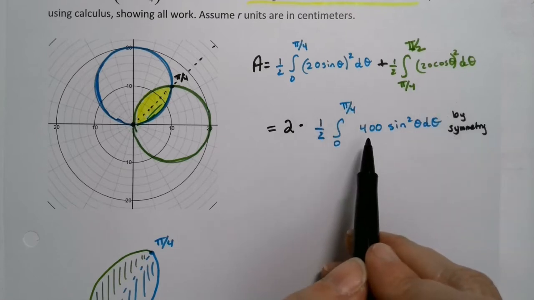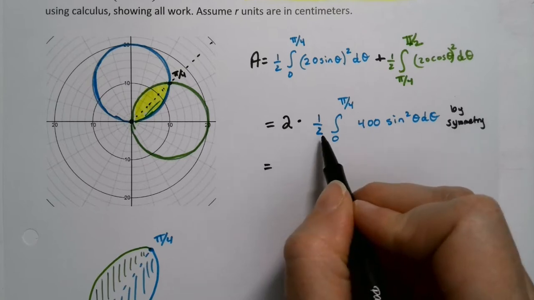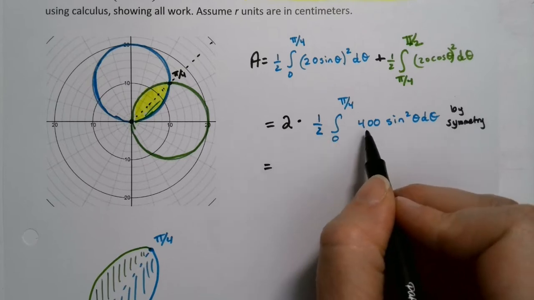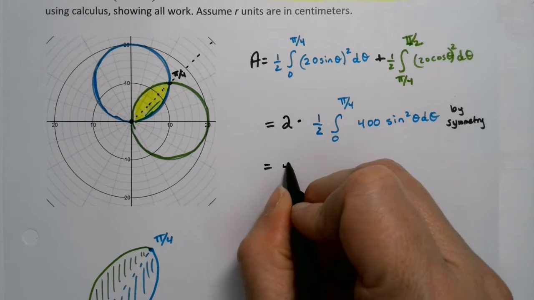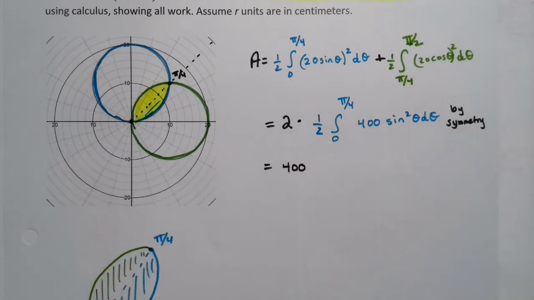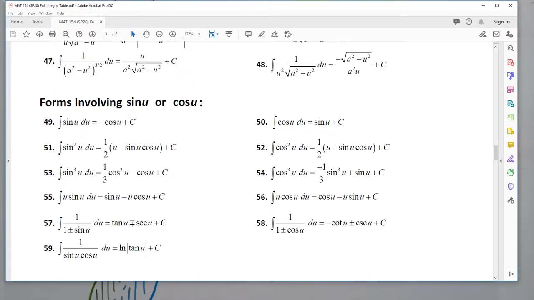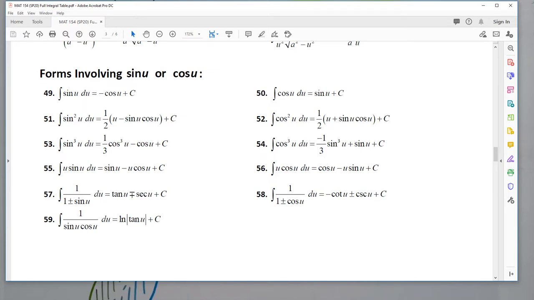Okay, so 400 times 2 times 1 over 100 makes 400. So that's just going to be 400. And then I'm going to integrate sine squared. But we are long past the point of having to do something like that by hand. We have a full integral table that we got in chapter 8. Let's use it. So sine squared u equals 1/2 u minus sine u cosine u. Now, of course, the u is just theta for us, right?